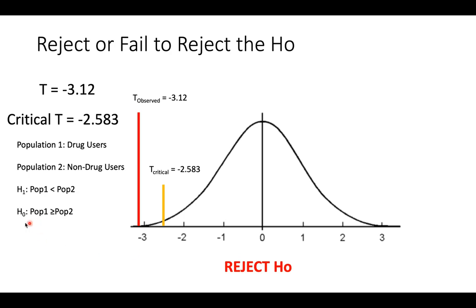So remember, we were holding on to the null, but in this case, because we're convinced, we reject that null. We push it away, we let go of it, and we throw our support behind the research hypothesis, which was that drug users have lower memory or worse memory than non-drug users.